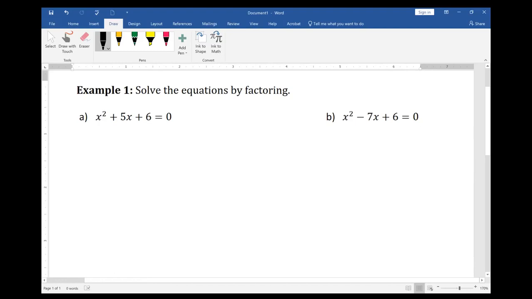Example 1a. Solve the equation by factoring x squared plus 5x plus 6 equal to 0. As our notes indicate, to solve by factoring, we follow 4 steps. Step number 1, write the equation in standard form. Step number 2, factor the quadratic equation completely. Step number 3, apply the zero product property. Step number 4, solve for the variable.